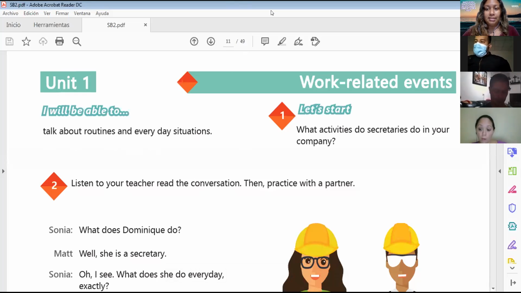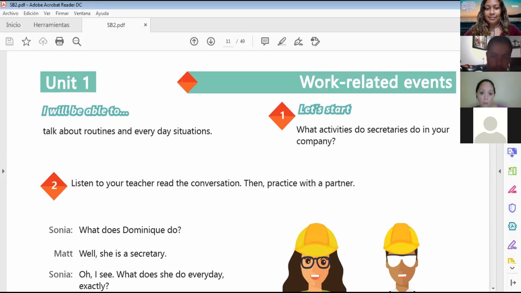So, what's the class objective? The class objective is the following. Participants role play a conversation about a family member, or co-worker. Can you read the objective with me? It's in the chat. It says participants role play a conversation, about a family member, or co-worker. Okay, so here we go.